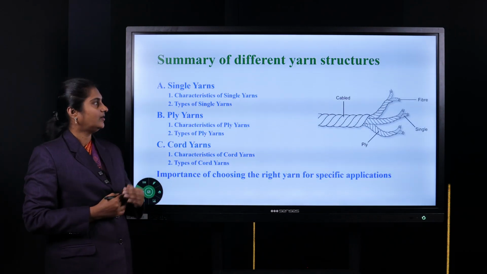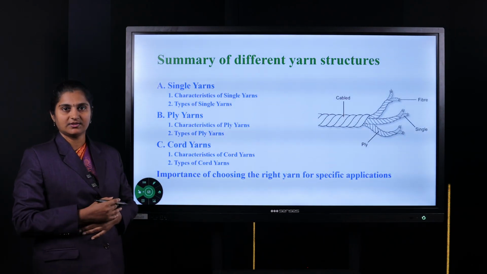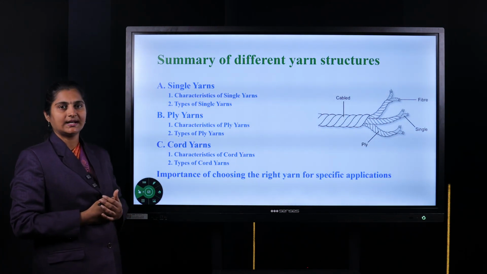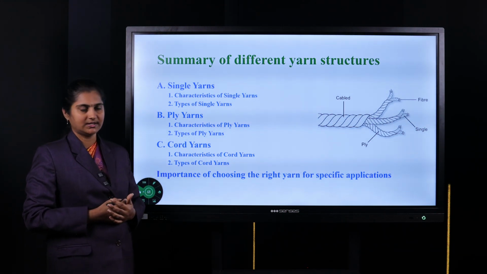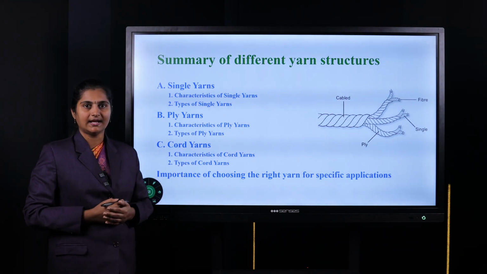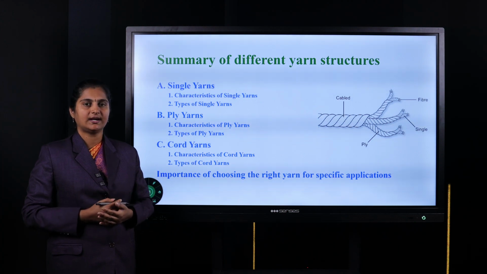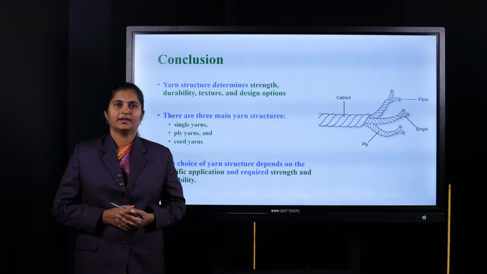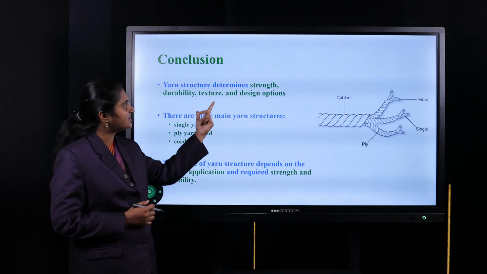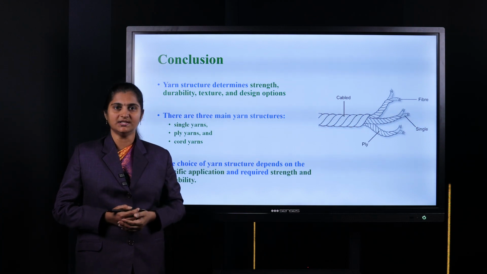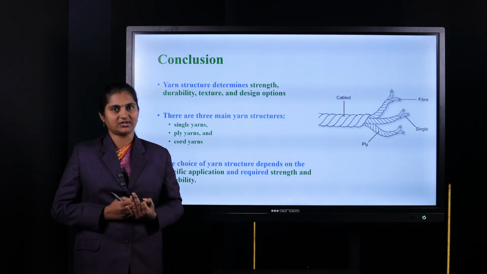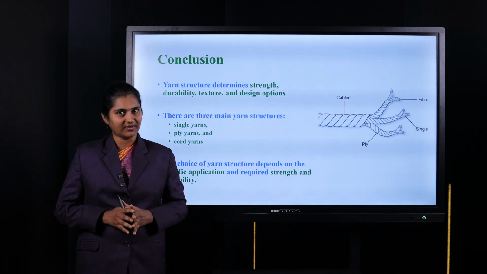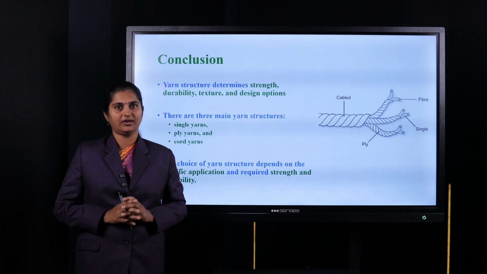To summarize, we started with single yarn, its characteristics and types, then we moved on to ply yarn, its characteristics and types, and then to cord yarns, their characteristics and types, and at last we have seen the advantages, disadvantages and the importance of choosing the right yarn for specific purposes. Conclusion: yarn structure determines the strength, durability, texture and design options, and we have three main yarn structures which are single, ply and cord, and the choice of yarn structure depends on the specific application and required strength and durability.